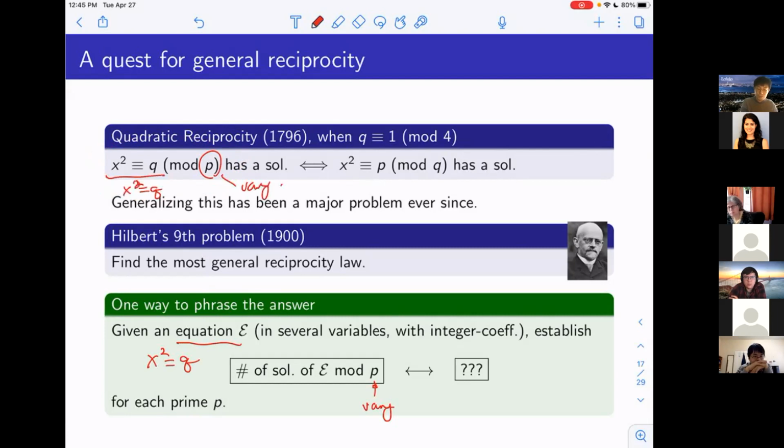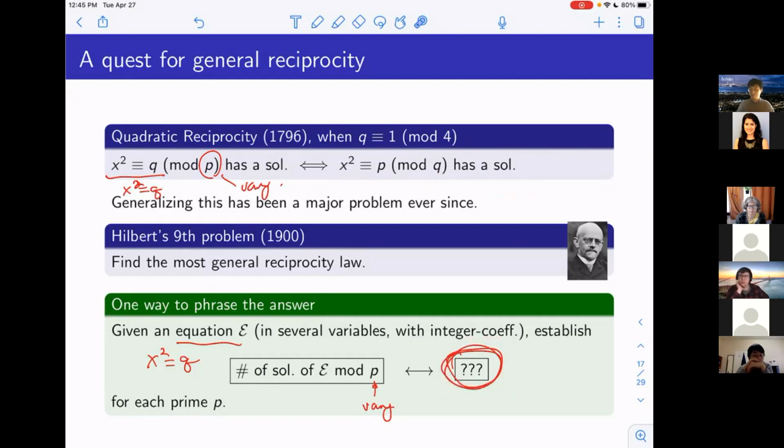x squared equals 2 is fixed. Fix an equation, count the number of solutions modulo different primes, and by counting the number of solutions, I get a string of numbers, right? Modulo each prime. And I want to know whether that information is captured by something else in mathematics. And the right-hand side in quadratic reciprocity came from another equation, a different equation like x squared equals p. But in general, we want to be a bit more open-minded. It could be something else, but we don't know where it might be coming from.